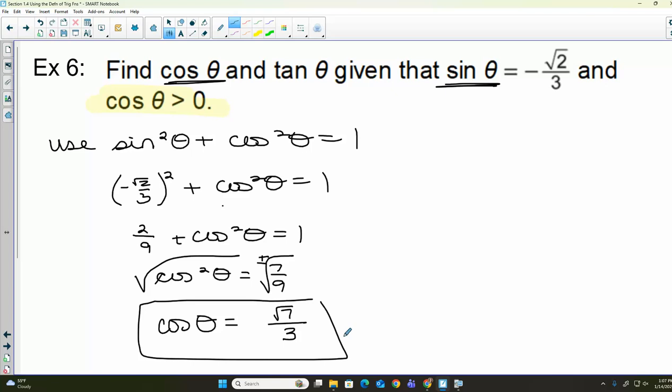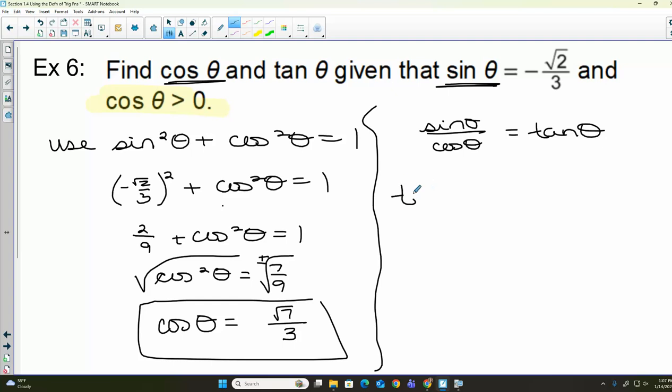If I asked for tangent at this point, if you have sine and cosine, how could you get tangent? Remember we said sine divided by cosine is equal to tangent. So if I have those two, sine is negative radical 2 over 3. Cosine is radical 7 over 3. To divide fractions, we flip and multiply.